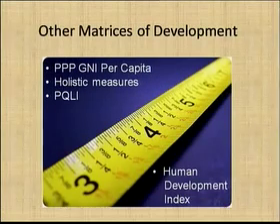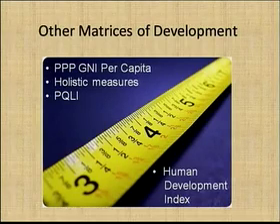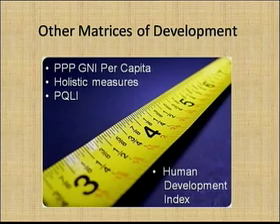You have the holistic measures like PQLI, that is Physical Quality of Life Index. There are other indices which we look at later. You also have something else, which is Human Development Index. So there is a range of measures or metrics that you and I can use to check, to examine, to study how different countries fare in terms of development. These are the measures of development.